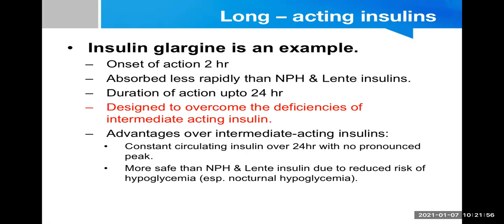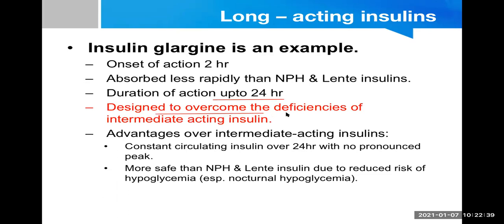Another one is the long acting insulin. So this is the last important type of insulin preparation, long acting insulin. And one of the good examples here is insulin glargine. Now, onset of action of insulin glargine is 2 hour. It is absorbed less rapidly than NPH and Lenti insulin. And the important point here is the duration of action. It is up to 24 hour. So it can cover the rise in blood sugar up to 24 hour. So this is a very important advantage of long acting insulin.